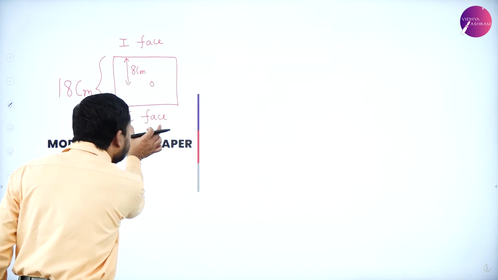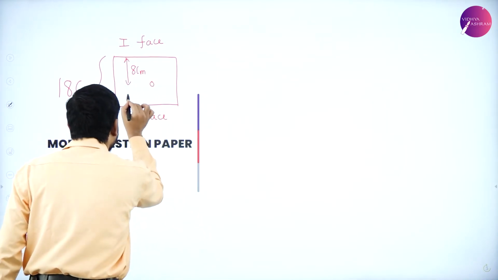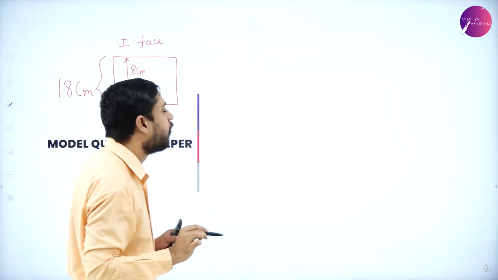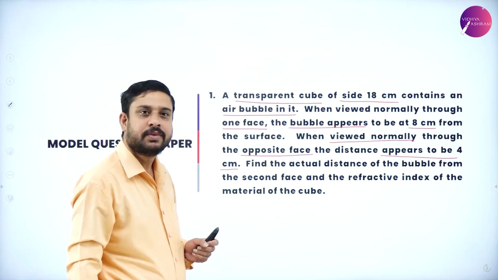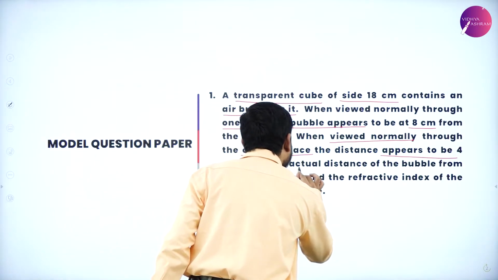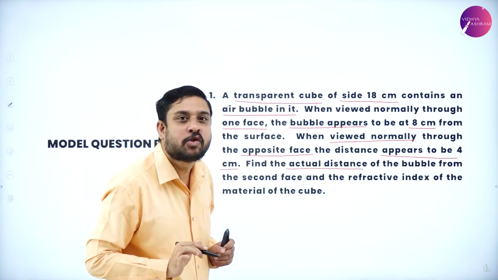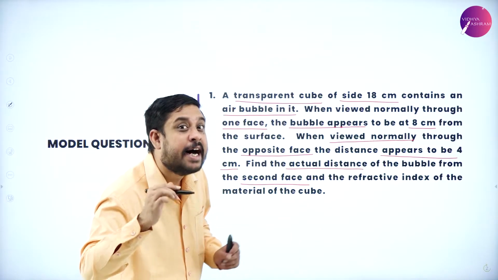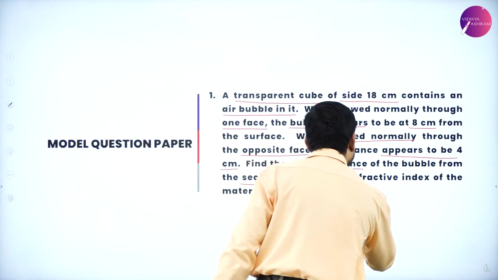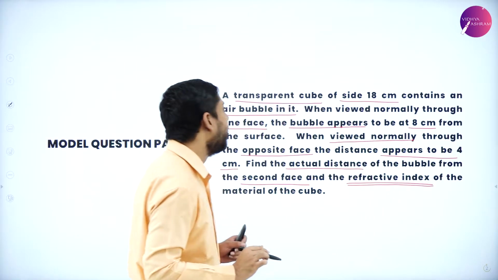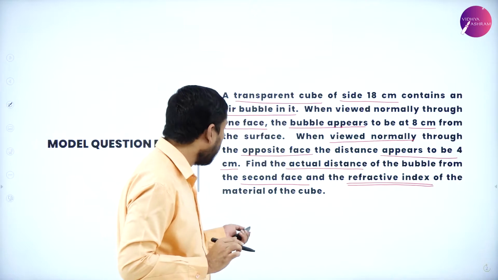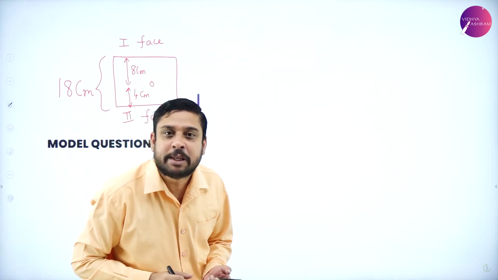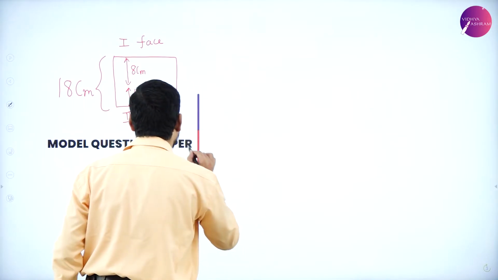So from the opposite face, which is the second face, it appears to be at a distance of 4 centimeter. I have to find the actual distance of the bubble from the second face, and the refractive index of the material of the cube. We have to find the actual distance of the bubble from the second face.